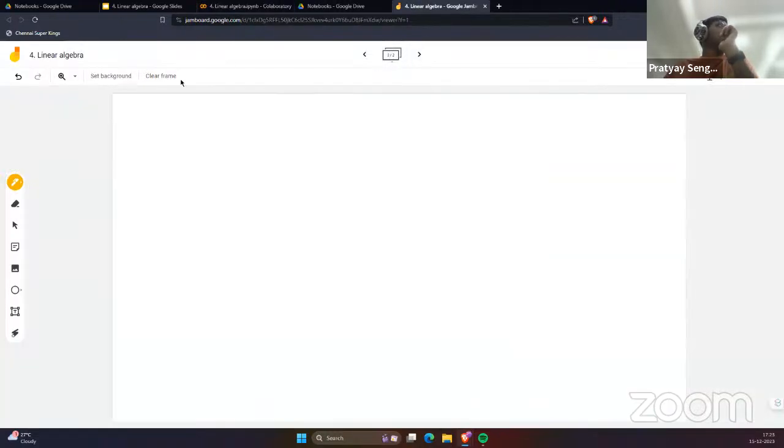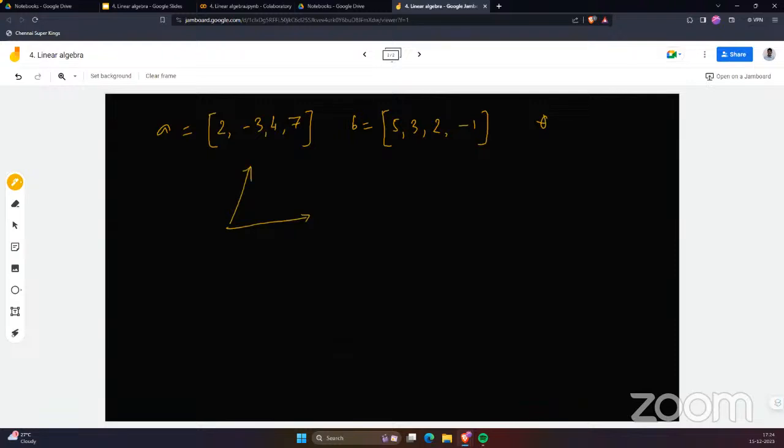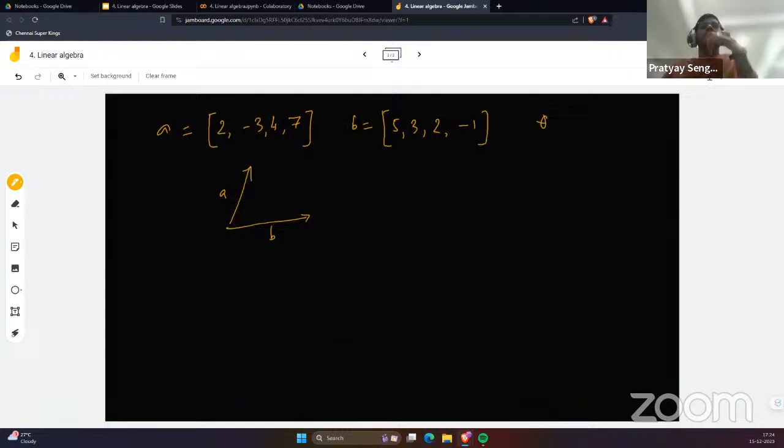So given another set of values, will you be able to get that? If I give you two vectors like a equals 2, minus 3, 4, 7, and b equals say 5, 3, 2, minus 1, will you be able to calculate the theta between them, or the angle? What is the angle between them? Can you calculate this?